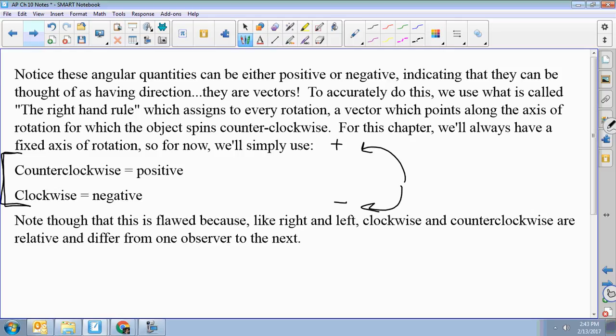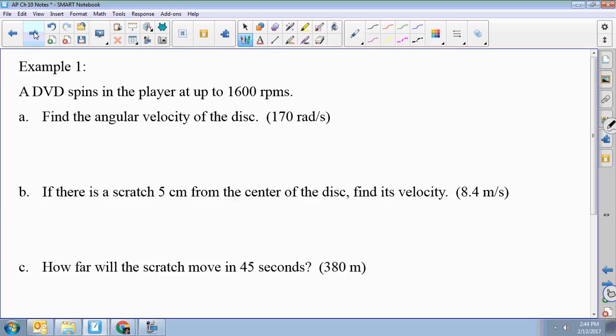So if the wheel spins this way, its angular velocity is positive. If it spins that way, it's negative. In terms of the right-hand rule, the angular velocity points that way for that vector. Everybody good? All right. Good. Do I want to talk about that? I guess it doesn't matter. Okay, so let's do an example.